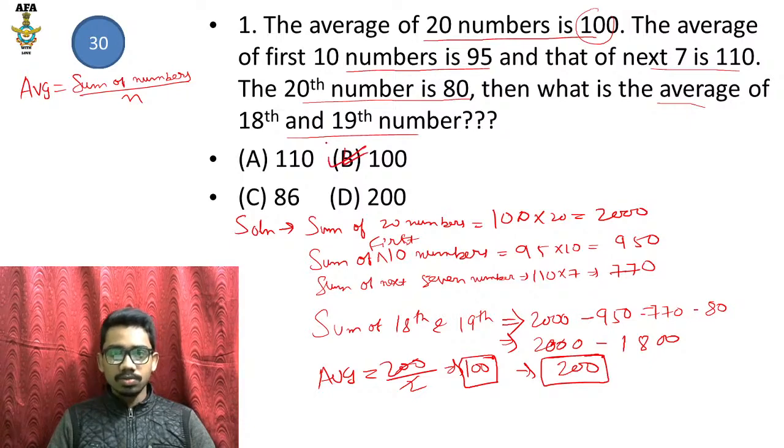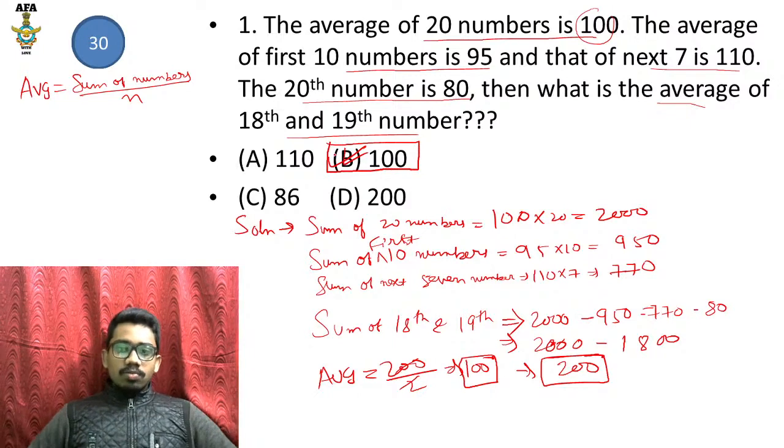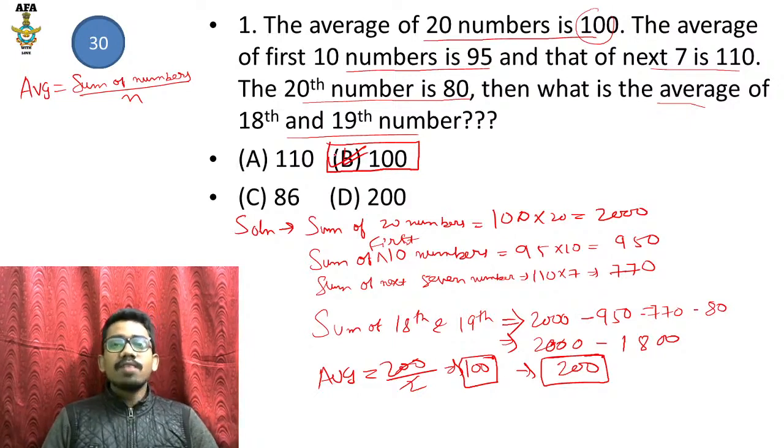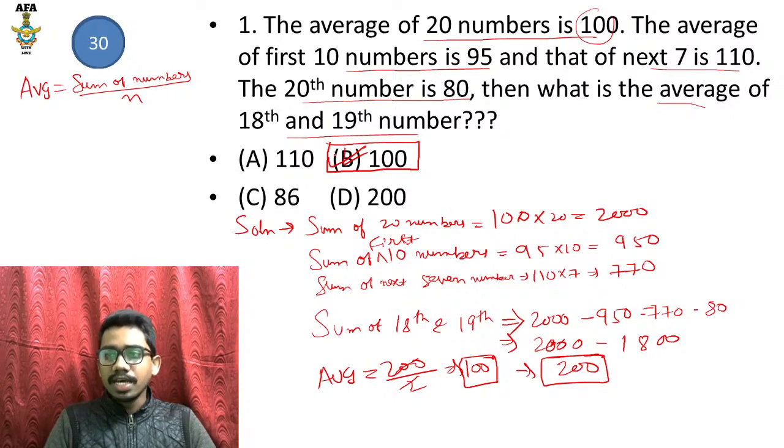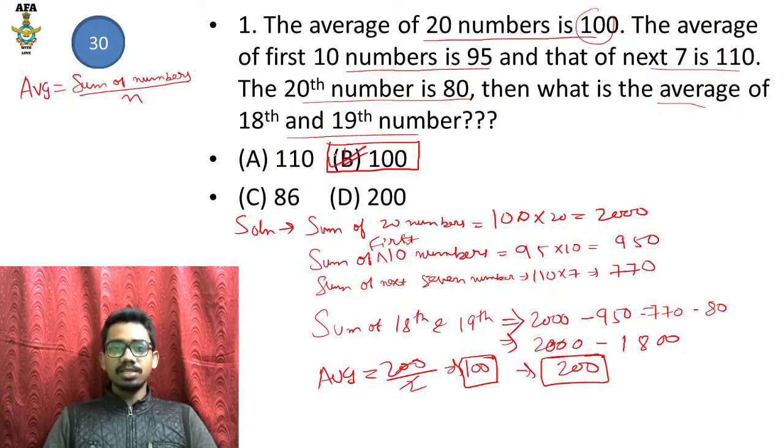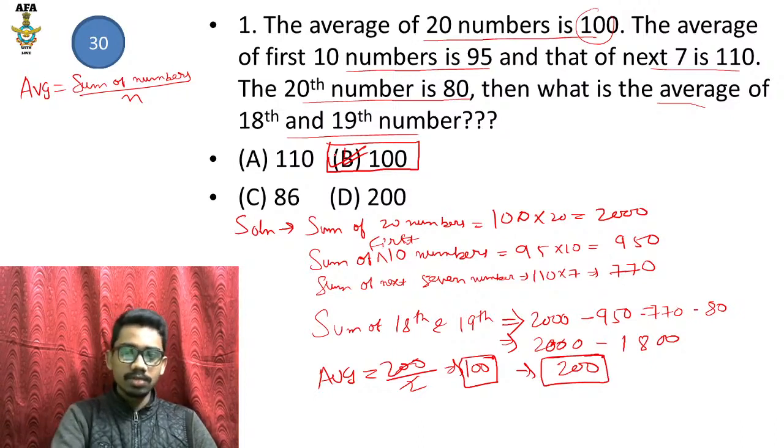Correct answer is option B. Average is 100. Clear? I hope this question is clear to everyone. So the average of 20 numbers is 100. Average of first 10 numbers is 95, and that of next 7 is 110. The 20th number is 80. Then what is the average of 18th and 19th number? Sum of 20 numbers is how much? Average equals to sum of numbers by n, then sum of numbers is equals to average into n. So this will be equals to 100 into 20, that is 2000. Sum of first 10 numbers is equals to how much?